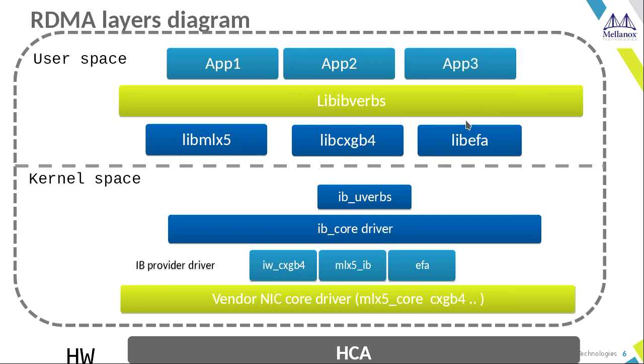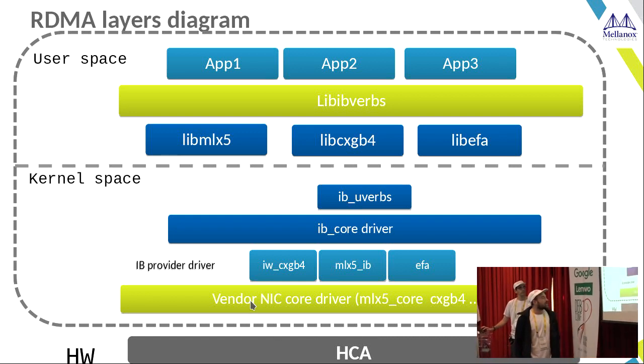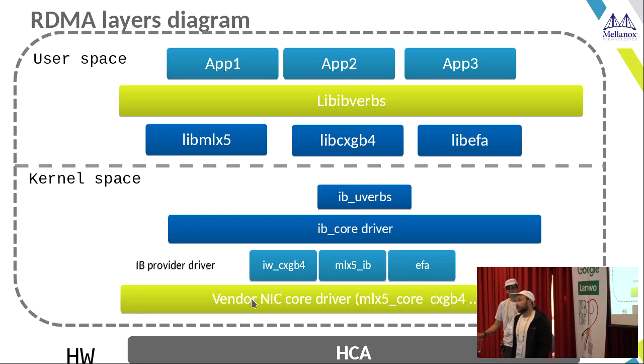This is the RDMA layers diagram. I put all of them in one slide, both the kernel space and the user space. At the hardware level, we can see the HCA, the host channel adapter. It's a network device, and on top of it there's the core driver. For example, mlx5 core is used for recent Mellanox devices, and cxgb for Chelsio. The IB provider driver is also a kernel module, implementing the RDMA API that IB core defines. ib_uverbs is a char device that communicates between the user space and the kernel space. On top of it, we can see libmlx5, for example. It's the RDMA provider library in the user space that implements libibverbs. And on top of it are the applications that run RDMA between them.